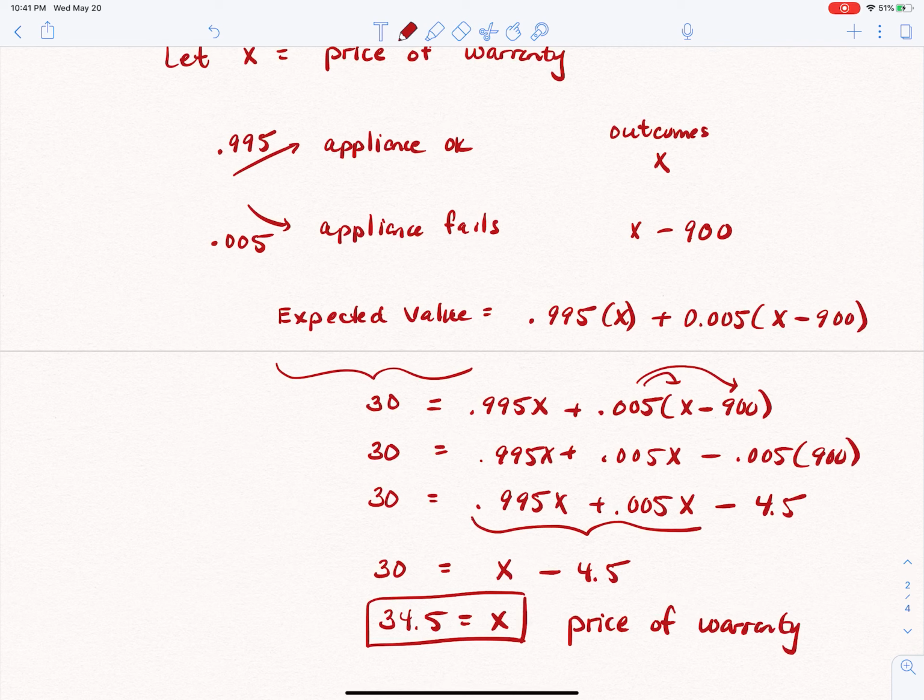So now you have a little bit of a sense of where the prices for these protection plans come from. They have an idea of what they want from each one, and then they backtrack. So $34.50 is the answer to that question. Next time you go to a store and buy an appliance that's worth about $900, you might think about how much you're paying for that protection plan, and if it's about $34.50, now you have a sense of how often that appliance might fail.